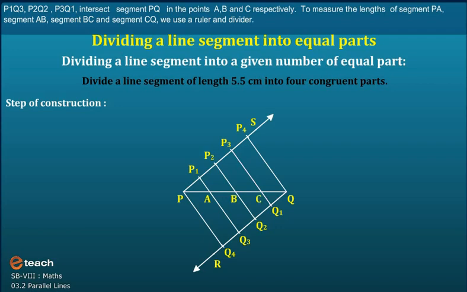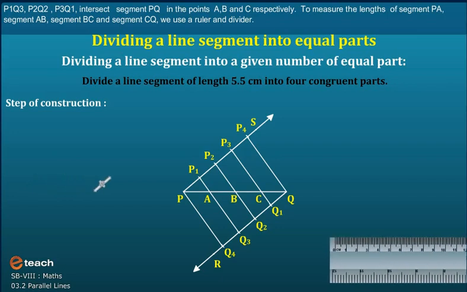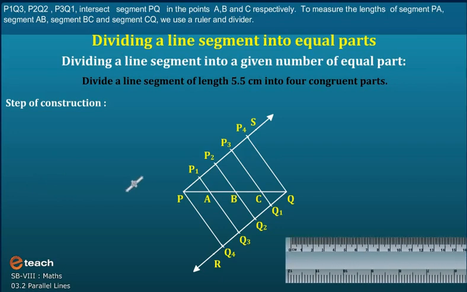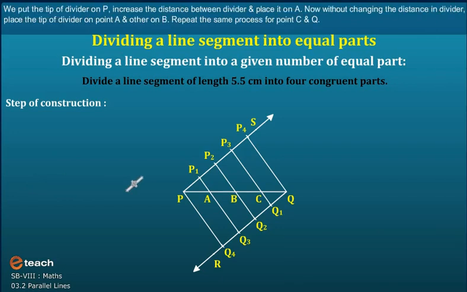To measure the lengths of segment PA, segment AB, segment BC and segment CQ, we use a ruler and divider. We put the tip of divider on P. Increase the distance between the divider and place it on A. Now without changing the distance in divider, place the tip of divider on point A and other on B. Repeat the same process for points C and Q.